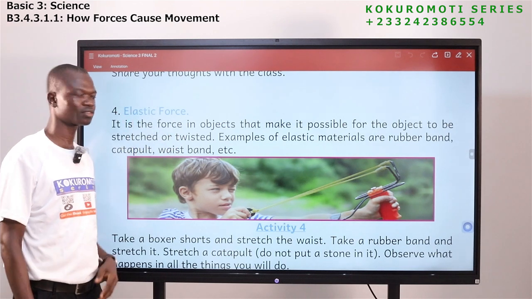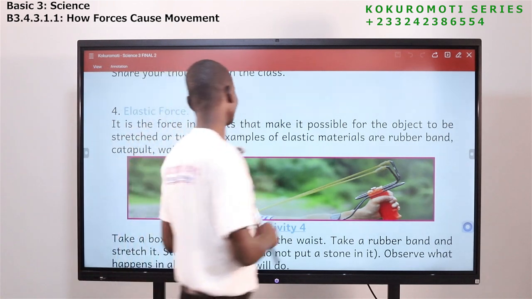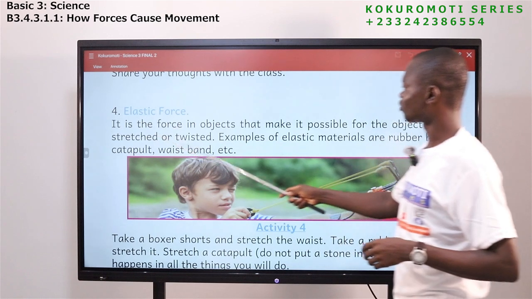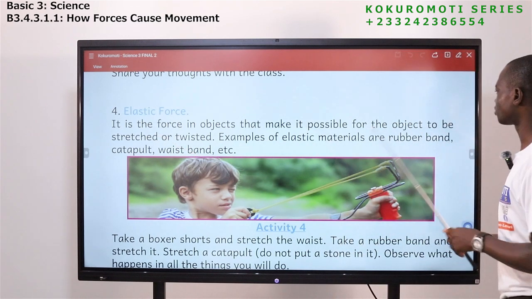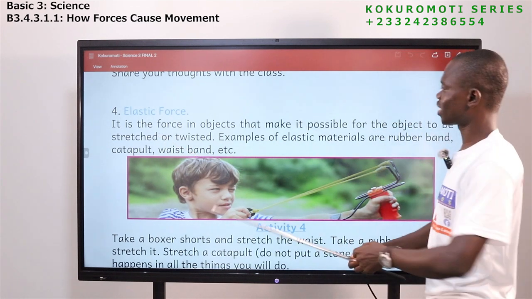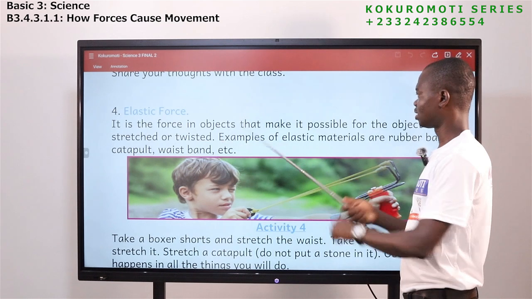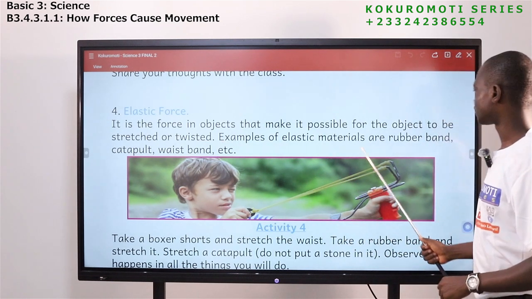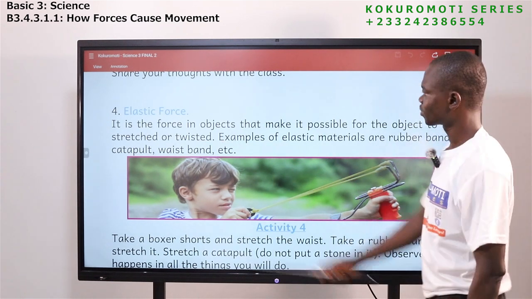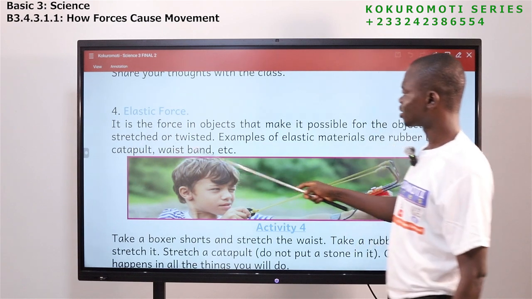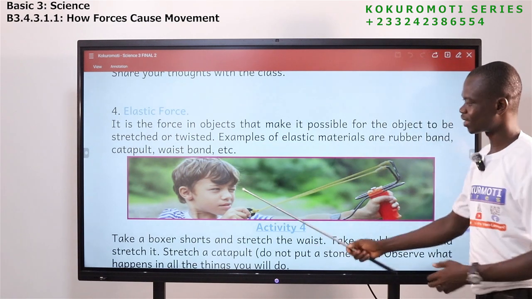Elastic force. So this is another type of force, and it is a force in an object that makes it possible for the object to be what? Stretched, twisted. Examples of elastic materials are rubber band, catapults, waistband, etc. So look at this boy.